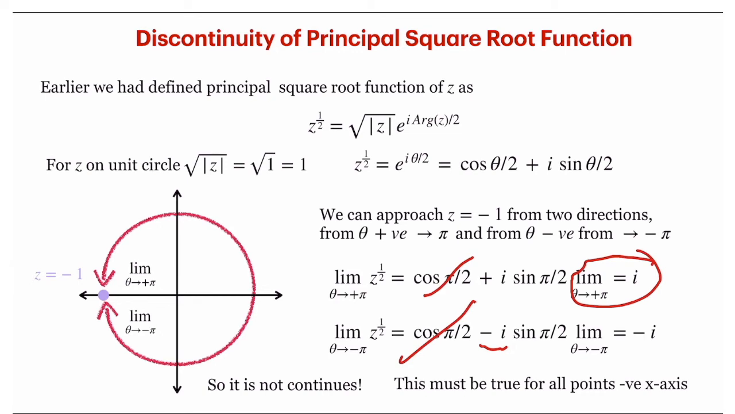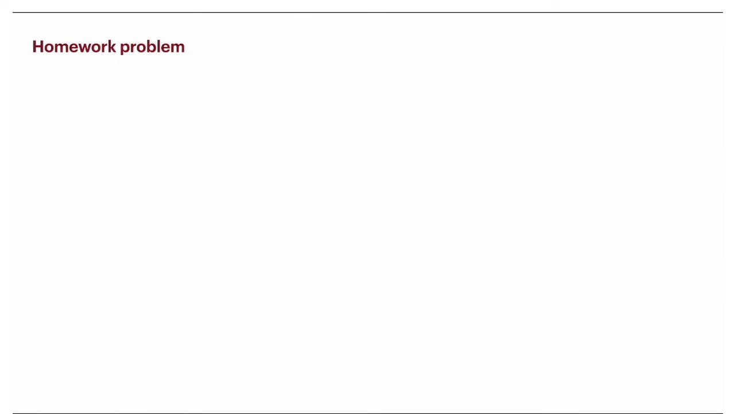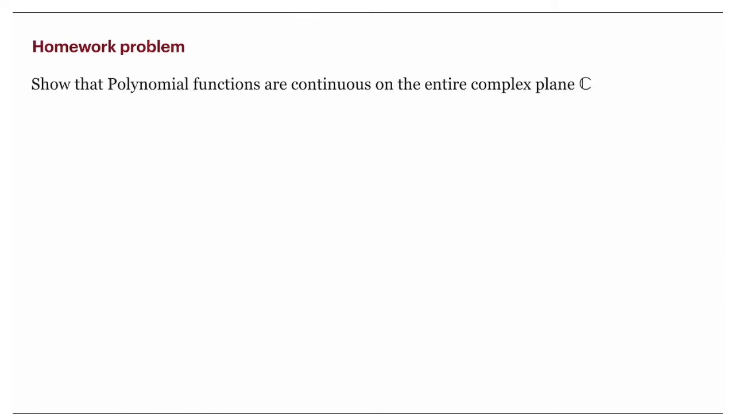So it may be true from all points on the negative x-axis, because the limit is coming from the positive pi and negative pi, and then you would see it is becoming discontinuous. All along the negative x-axis you would see that this function is not continuous. Homework problem: show that the polynomial functions are continuous in the entire complex plane.